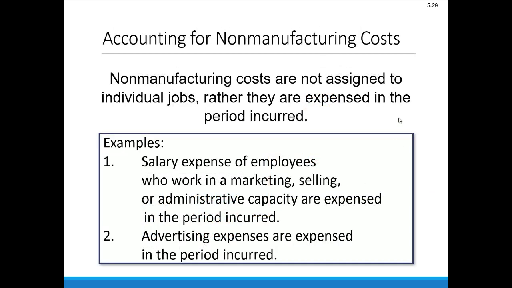Here we also need to account for our non-manufacturing costs. Remember, those things aren't being assigned to individual jobs. They're not flowing through inventory. So they're just being expensed in the period in which they're incurred. Some examples there might be the salary expenses of all of our marketing folks, or our salespersons, or administrative staff, things like that. Also expenses like advertising, or any kind of delivery, or anything incurred as a cost of a selling or administrative function rather than production.